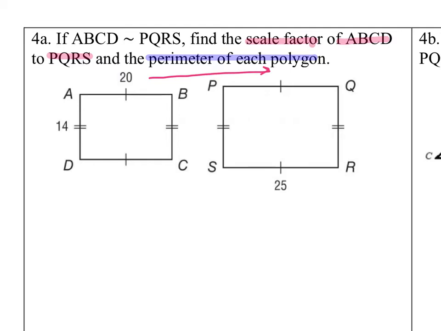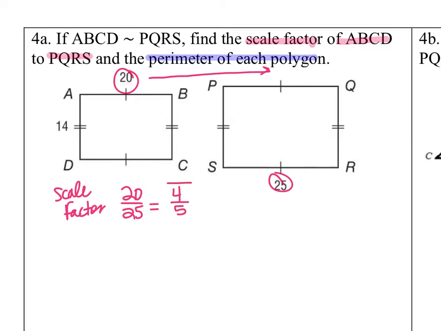So getting started with our scale factor, remember your scale factor is the ratio of corresponding sides. Okay, so I'm going to use 20 and 25. So the scale factor would be 20 over 25. When we reduce that, we're going to have a total of 4/5 for our scale factor. Okay, so that's step 1. Done. Okay, now perimeter of each polygon.